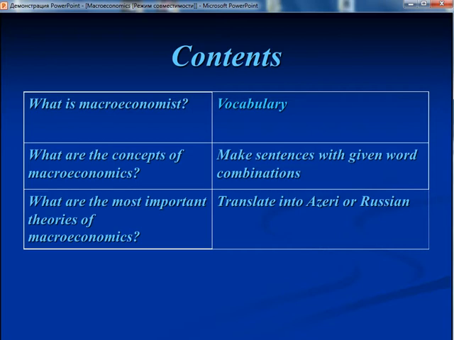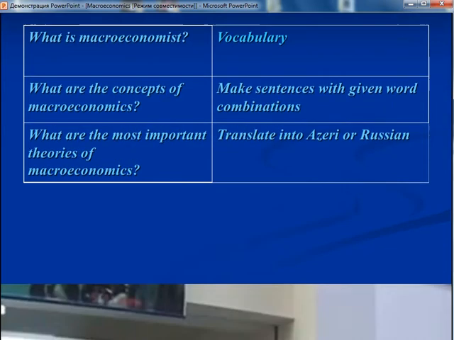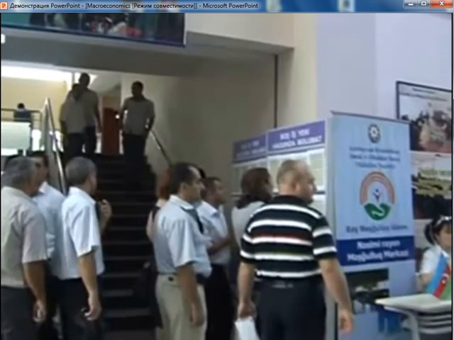First, there will be contents. Our contents will be: first, what is macroeconomics? What are the concepts of macroeconomics? What are the most important theories of macroeconomics? Then vocabulary exercises. First, as I told you, the word macroeconomics means economics in the large.